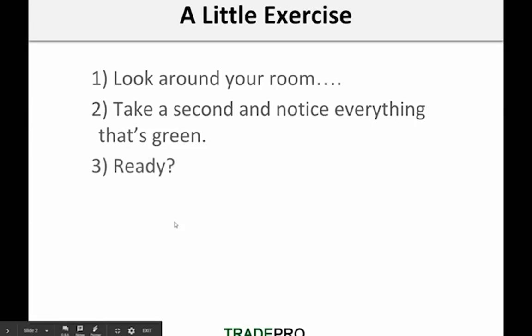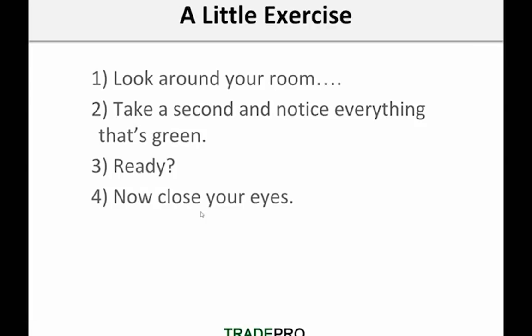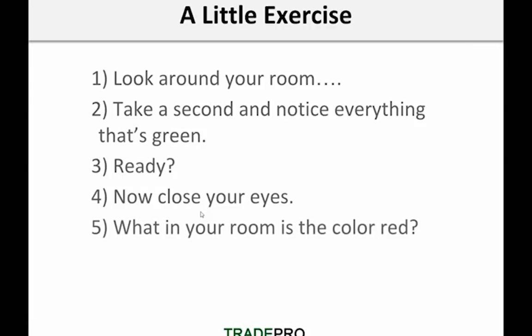All right, now close your eyes for a moment and answer this question. What in your room is the color red? It's a bit of a trick question. So if you had a hard time recalling something that's the color red, that's because that's how your subconscious mind is primed to work. Your subconscious mind understands and accepts information that you train it to seek.